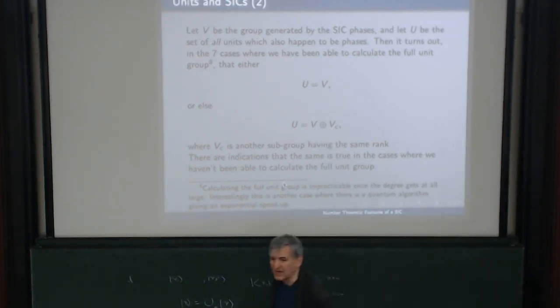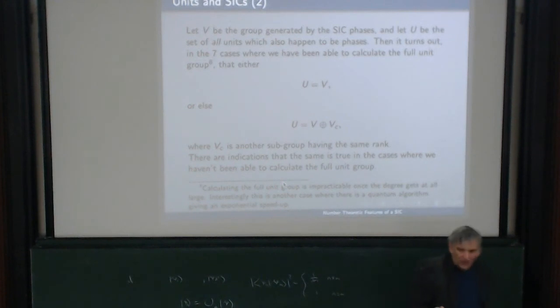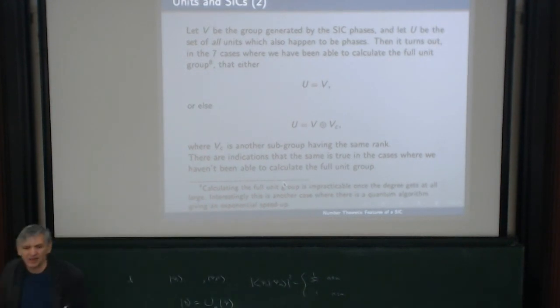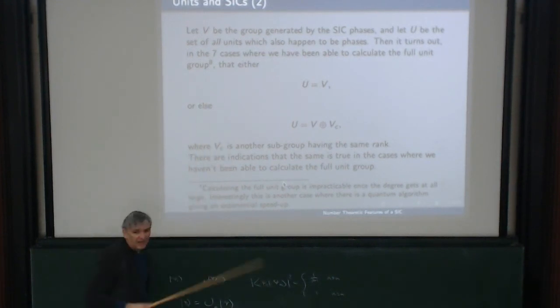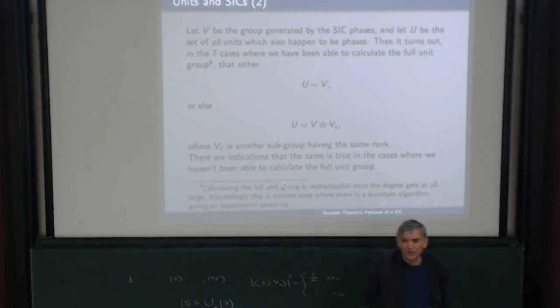The SIC phase group and another group of the SIC. Although you can't calculate for any other case, you can do things, for example, in cases where we can't actually calculate. V is the group generated by the actual SIC phases. When basically U is V, provided the dimension is odd and root D plus 1 isn't in the field, with one exception. The exception is unfortunate.